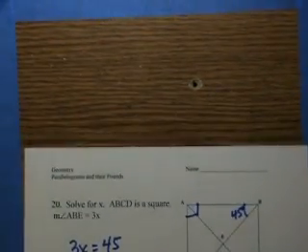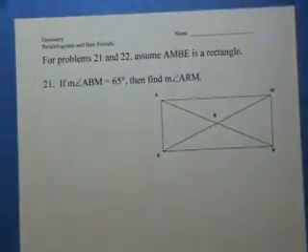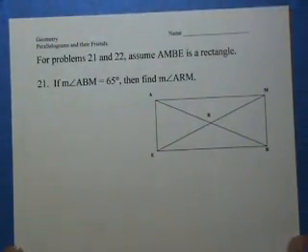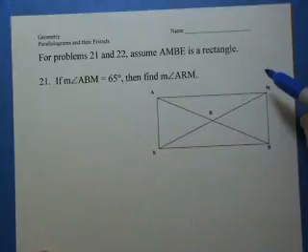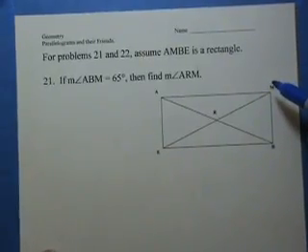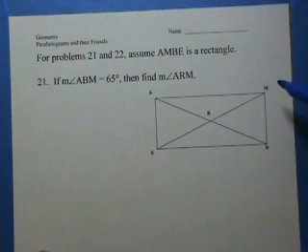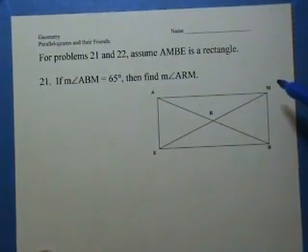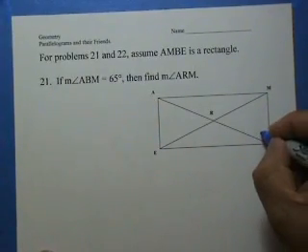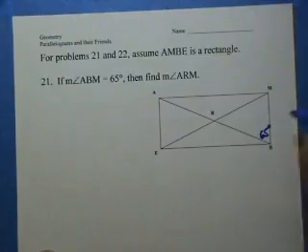Go on to the next one, 21. This one's a little more interesting. This time, it's a rectangle. We're assuming that AMBE is a rectangle. And the measure of angle ABM, that's this one down here, is 65 degrees.